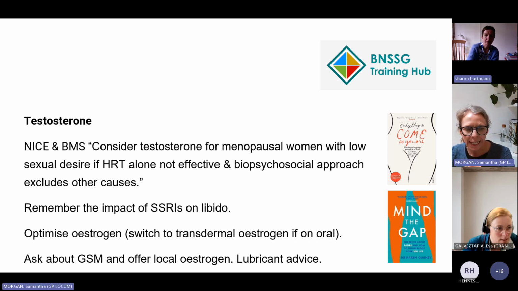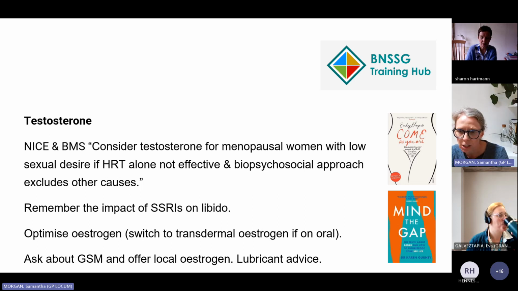In terms of HRT, as I say, even if you don't feel confident introducing testosterone, optimizing somebody's HRT by, for example, if they're currently using an oral estrogen, switching to a transdermal estrogen, that in itself can increase the amount of circulating testosterone by changing the levels of SHBG. So if somebody comes to you and they're on an oral estrogen, changing across to transdermal can be useful by itself, and not everybody will need to use testosterone.